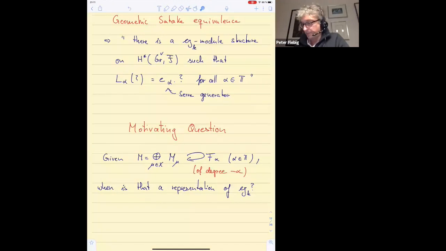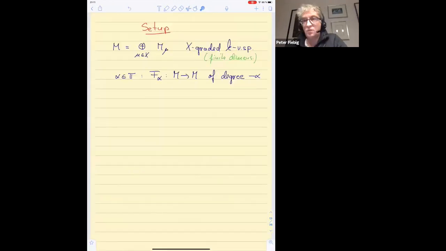Okay, so let me just review the setup. So we have this graded space. Let's, for the moment, say it's a K vector space, where K is at the moment an arbitrary field. Let's assume, just to make the exposition easier, it's finite dimensional. It's not necessary. You can suppose that the weights are restricted from above or something. And suppose that for any simple root, we have an operator of degree minus alpha.